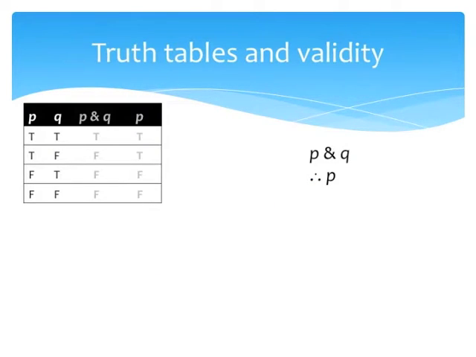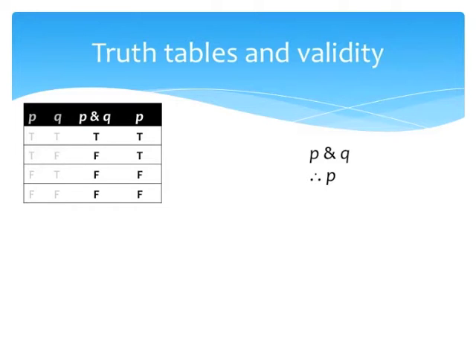A surefire method for determining whether an argument form is valid is by applying the truth table test. We begin again with the columns for the conjuncts, P and Q. Then, we determine the truth values for the premise and the conclusion, depending on the values of its components. The only premise here is P and Q. Remember, we're testing the validity of the argument P ampersand Q, therefore P.